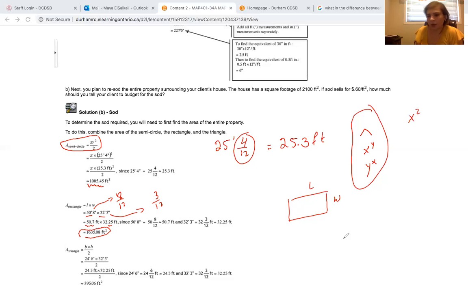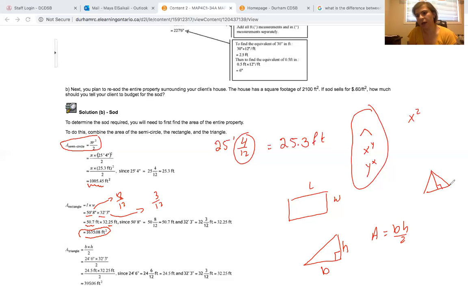Now, finally, we have the triangle, and it is a right angle triangle. The area of a triangle is base times height divided by 2. With a right angle triangle, your height and your base are the ones that form your right angle. In any kind of triangle, you find the base and height like this, but in this case it's a right angle triangle, so the base and the height are the two sides forming the right angle. So base times height divided by 2.